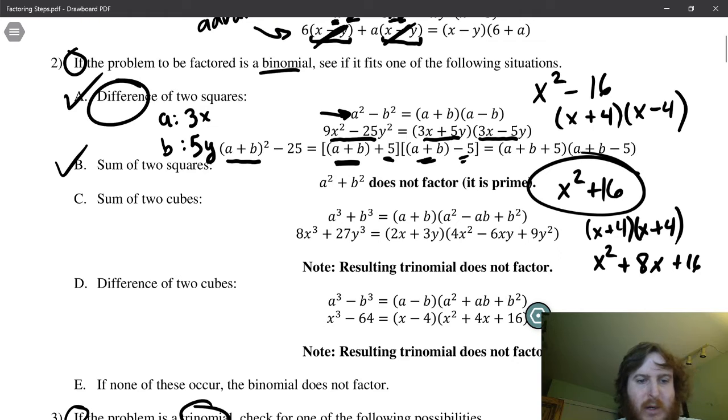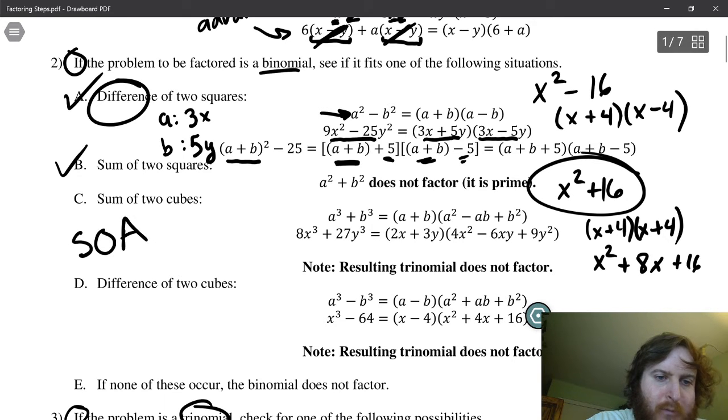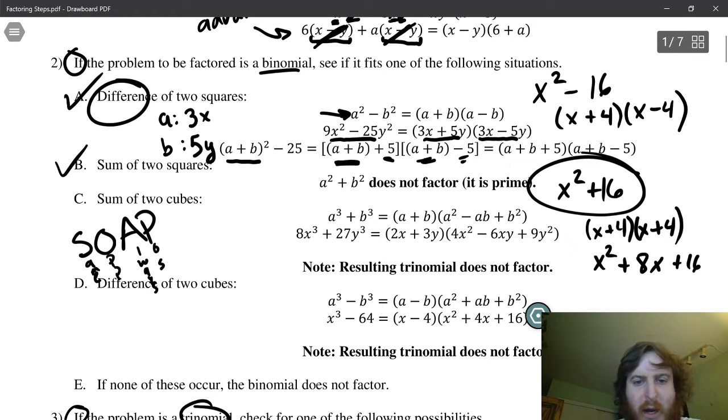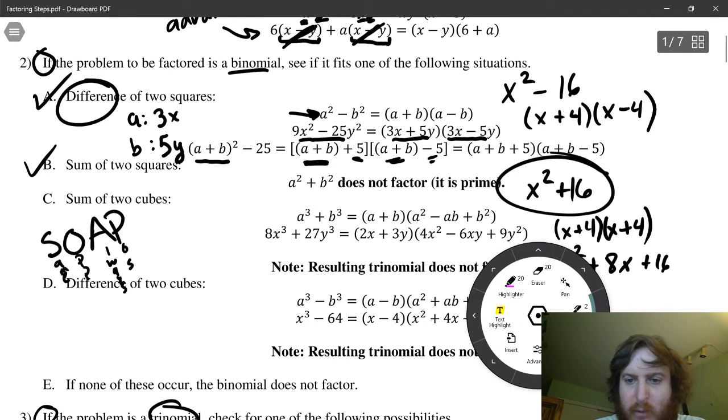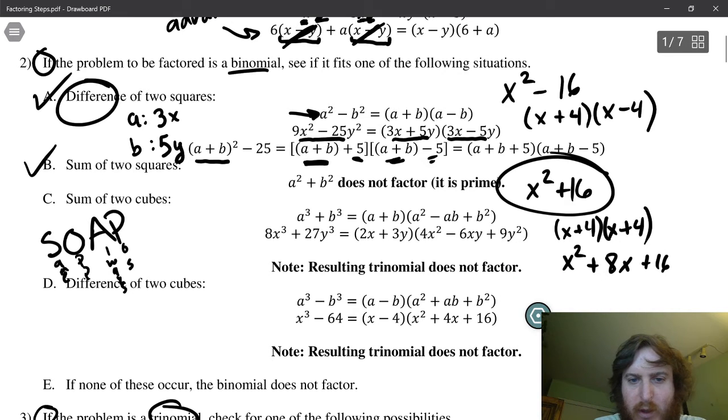Now, for sum of cubes and difference of cubes, it's basically the same steps, okay? What I like to remember for cubes is the SOAP method. SOAP means the S stands for same, the O stands for opposite, and the AP stands for always positive. You might have seen this before, but if we look at the formulas here, the formulas are the ones with the a's and the b's. This is the sum of cubes, and this is the difference of cubes.